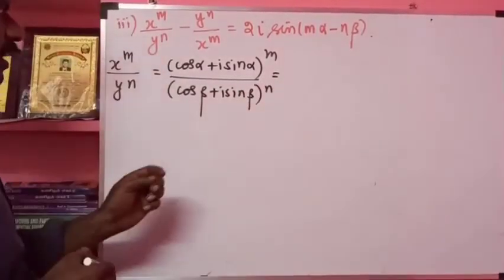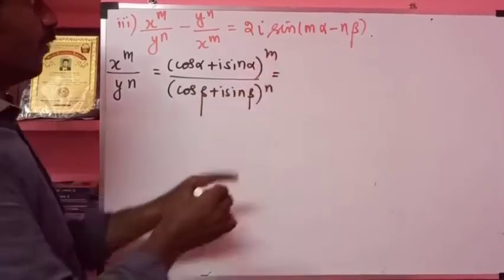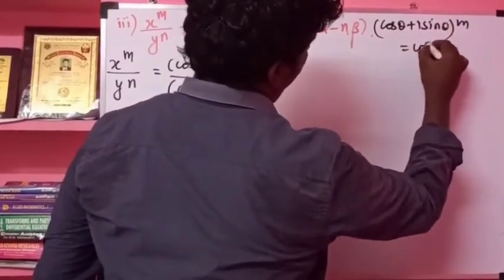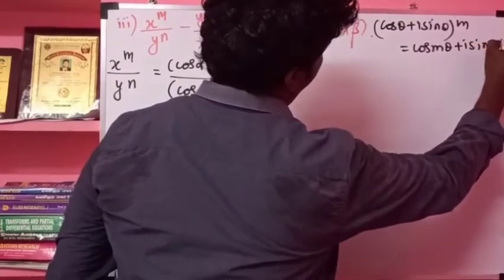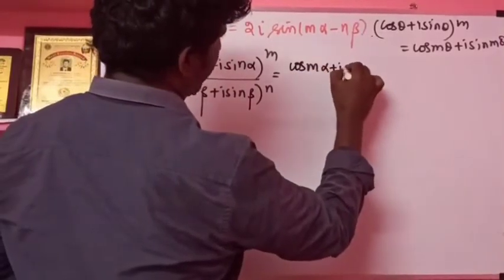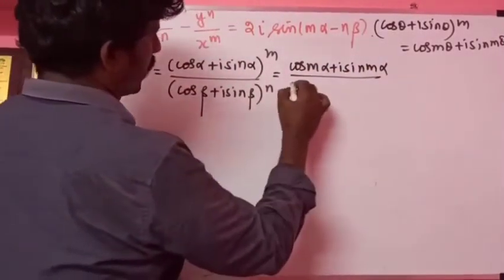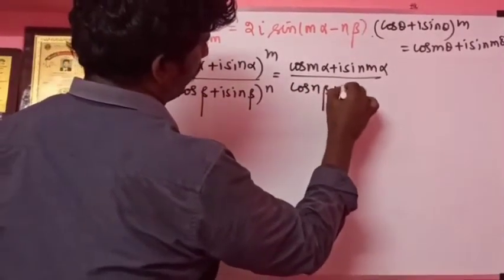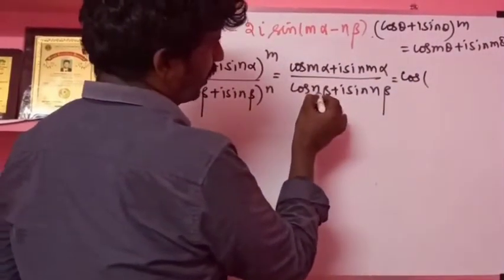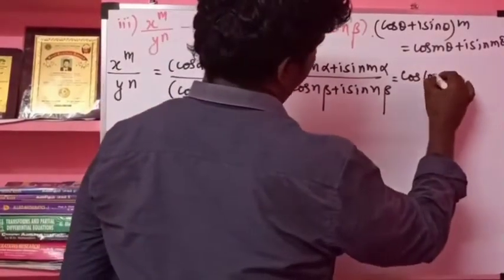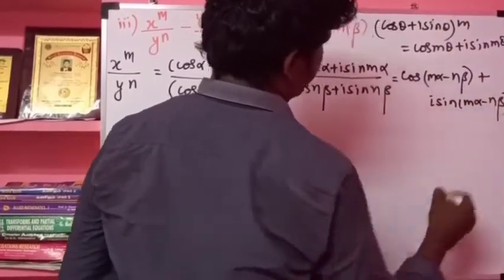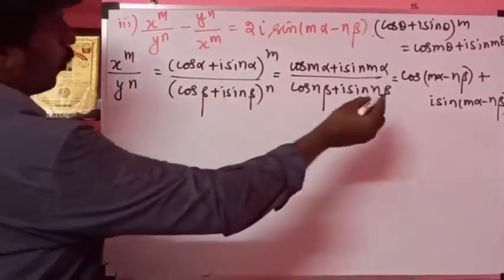So this can be written using de Moivre's theorem. What is de Moivre's theorem? (cos theta plus i sin theta) power m is equal to cos m theta plus i sin m theta. This is de Moivre's theorem, right? So we apply the m. So (cos m alpha plus i sin m alpha) divided by (cos n beta plus i sin n beta), is equal to cos(m alpha minus n beta) plus i sin(m alpha minus n beta), since the numerator goes minus n beta. So this is the x power m by y power n value.